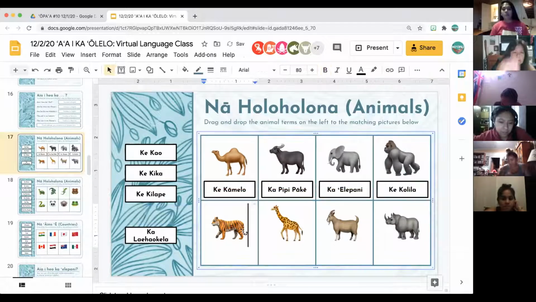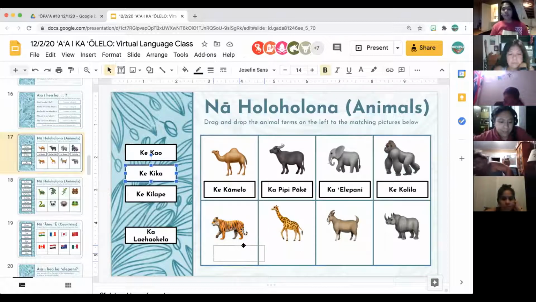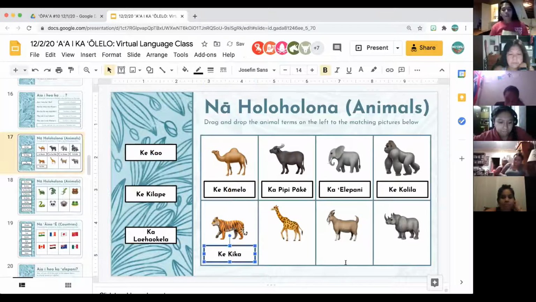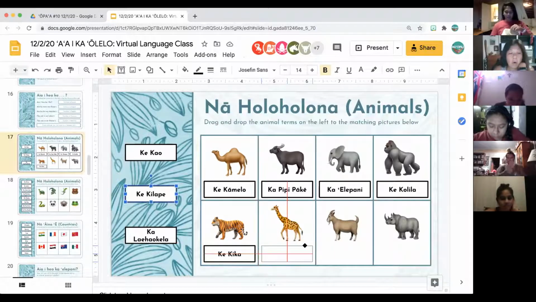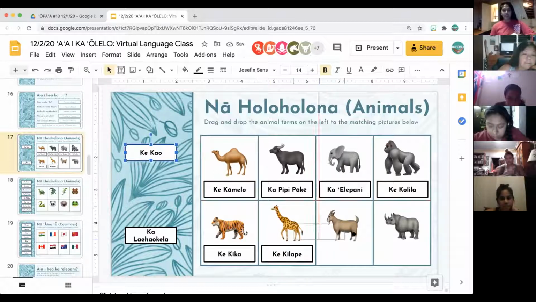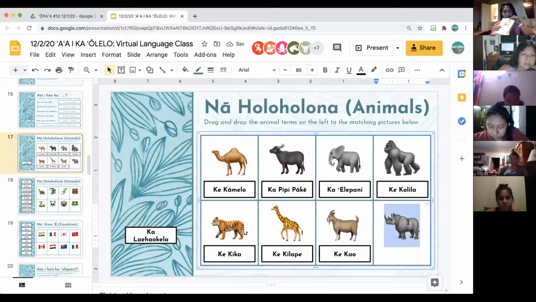Cousin Mapuana, this next one. Kekika. Yeah, which is funny. Kika is actually guitar too in Hawaiian. So you have guitar and tiger. Okay. Cousin Deborah, you want to try this next one? Kekalape. Yeah, kekalape, your giraffe. And we already know this one was kau, the goat, which means this one is? Lai haokela.